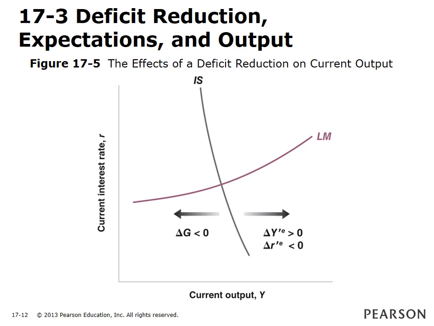Figure 17-5 shows that when account is taken of the effect of deficit reduction policies on expectations, the decrease in government spending need not lead to a decrease in output. Decrease in government spending shifts the IS curve to the left. Expected future output goes up, shifting IS to the right. The expected future interest rate goes down, shifting IS to the right. Net effect could be such that output may go up in the current period.